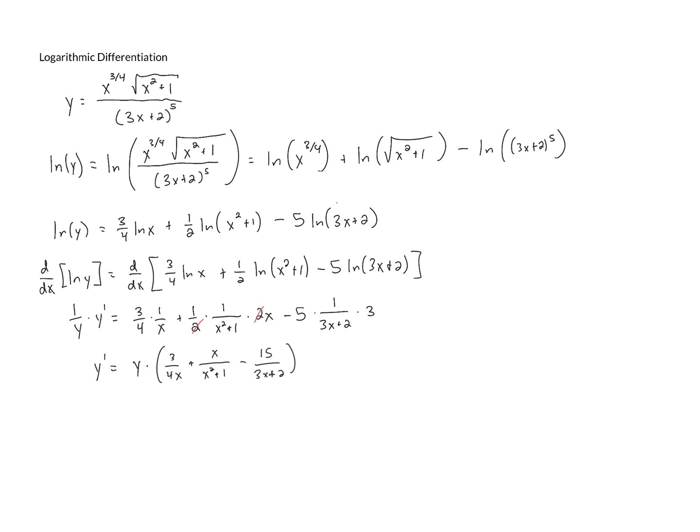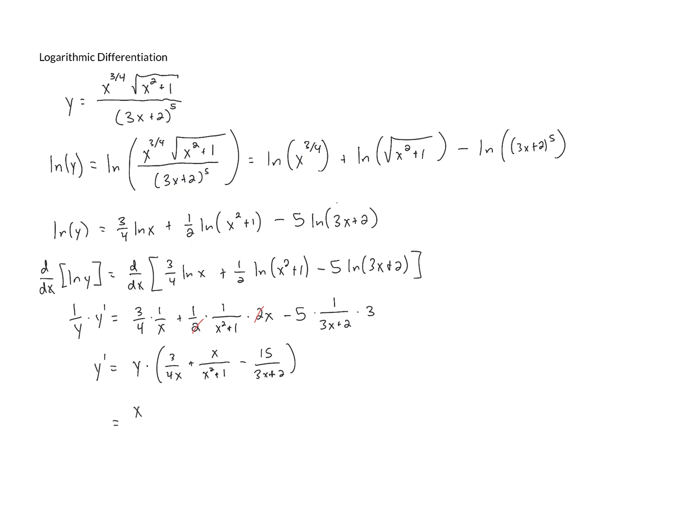Now we're almost there. There's just one more step. All of this derivative is in terms of x, except we've got a y out front. But remember, we already know what y is in terms of x because that's what we started with. So the very last step is to just substitute back in our original function for what y was.